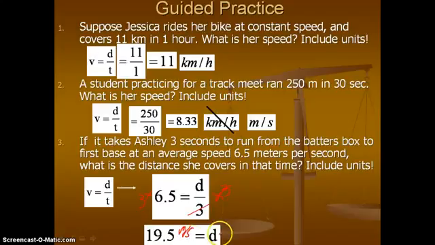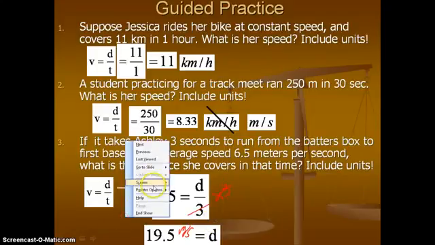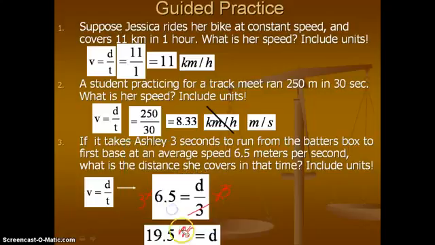Is that right? Do you say I traveled to my school 19.5 meters per second away? No. So meters per second, that's the units for speed. So what are the correct units for distance? Well, the correct units for distance are meters. Now we are done that problem.